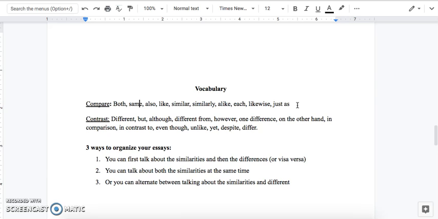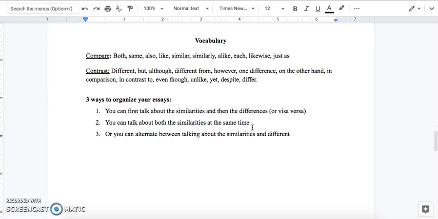So that would be for when you're describing things that are similar. And then contrast would be different, but, although, different from, however, one difference, on the other hand, in comparison, in contrast to, even though, unlike, yet, despite, and differ. So that's some of the vocabulary that you'd be using for your essay.